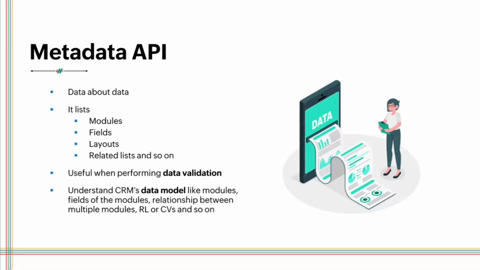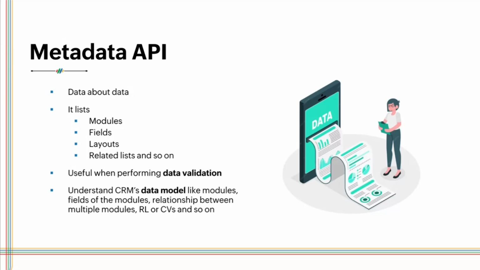So these APIs essentially are very useful when we're performing data validation, and they also help us understand CRM's underlying data model, like the different modules, the different fields in the modules, the data types, the relationship between multiple modules, the related lists, custom views, and so on.